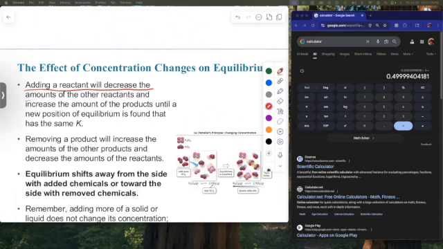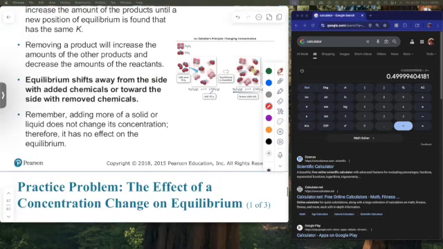If adding a reactant will decrease the amount of other reactants and increase the amount of the products until a new position of equilibrium is found. For this part, I'm not going to go through and read everything, that would be a little boring. I'm giving you the overall idea: equilibrium shifts away from the side with added chemicals towards the side with removed chemicals.